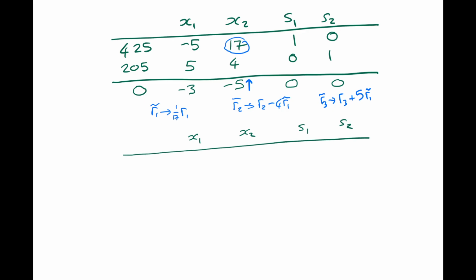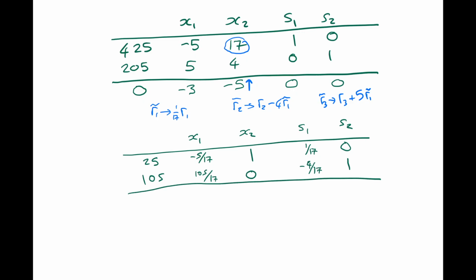So the first row divided by 17. The second row will become our old second row minus 4 lots of the new first row. So that'll be 205 minus 4 lots of 25 gives us 105, and so on. And our third row will be our old third row plus 5 lots of our new first row. So here we'll have 0 plus 5 lots of 25, that's 125, and so on.